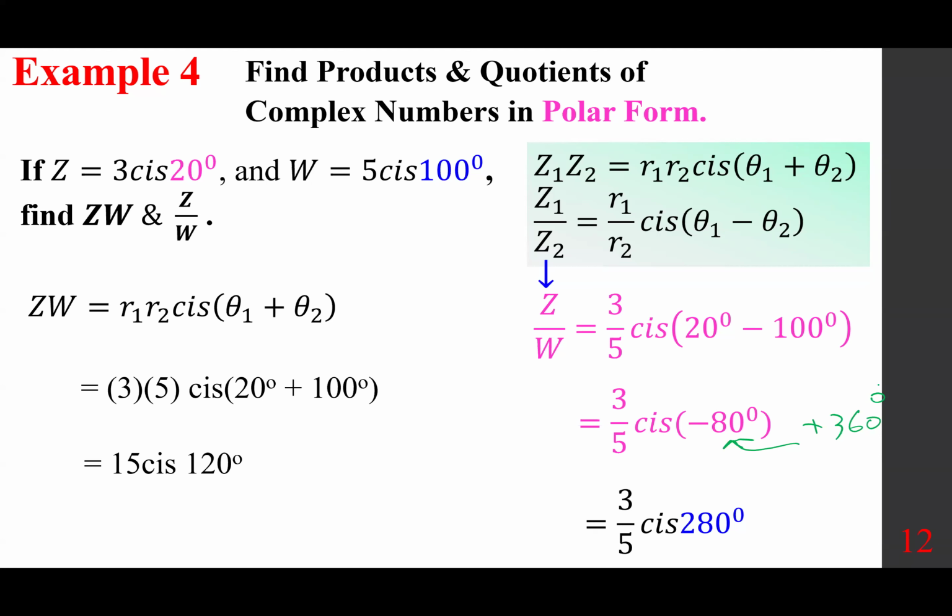And again, if you want it in standard form, you have to expand it. And of course, 280 degrees is not a common arc. Use a calculator to come up with the answer. This one is a common arc and it makes it easy, okay?